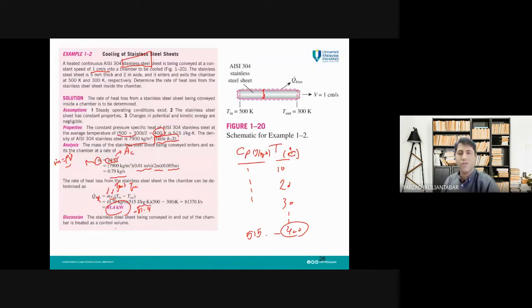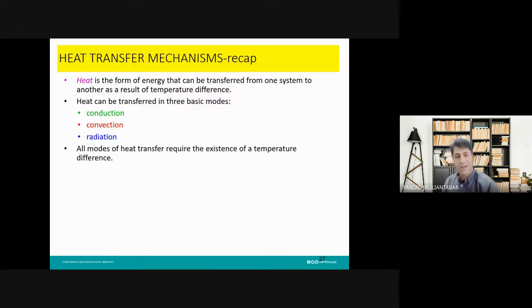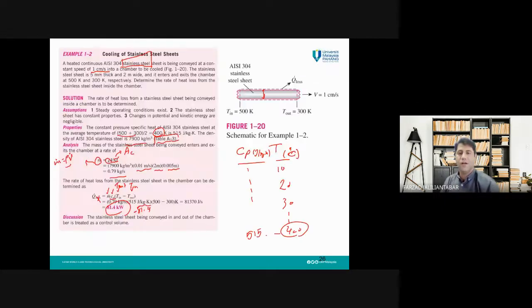Okay, any question about this example? Okay, I hope it is clear. A little complicated, but what is important in this example is you need to know that the control volume is not only for the flow; it can be used for any substance which has some kind of flow.